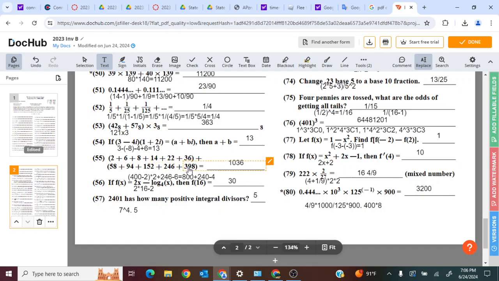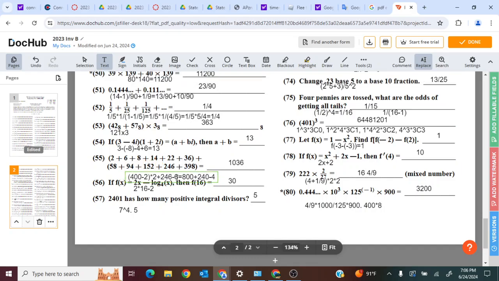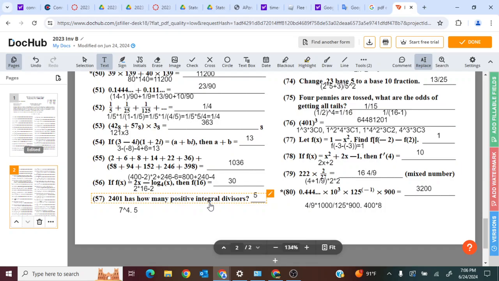55, sum of Fibonacci. Sum of a Fibonacci series is this number times the last number times 2 plus the second to last number minus the second number. So if you do that, it's easier to imagine 398 as 400 minus 2 times 2. Then you're adding 246, subtracting 6. Simplifying efficiently, you can get 800 plus 240 minus 4, which is very easy to do in your head to get 1036.